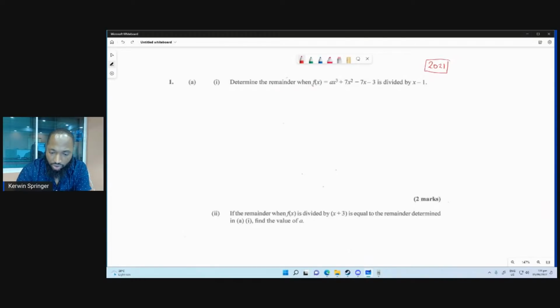Determine the remainder when f of x is divided by x minus 1. So, according to the remainder theorem, f of 1 would be equal to the remainder. So I put a by 1 cubed plus 7 by 1 squared minus 7 by 1 minus 3 is equal to the remainder.